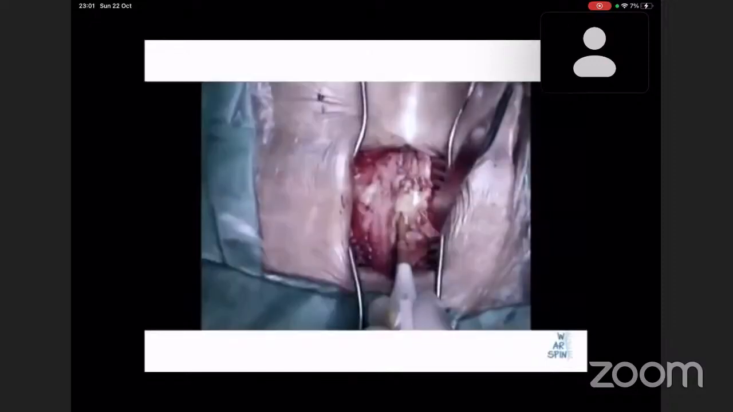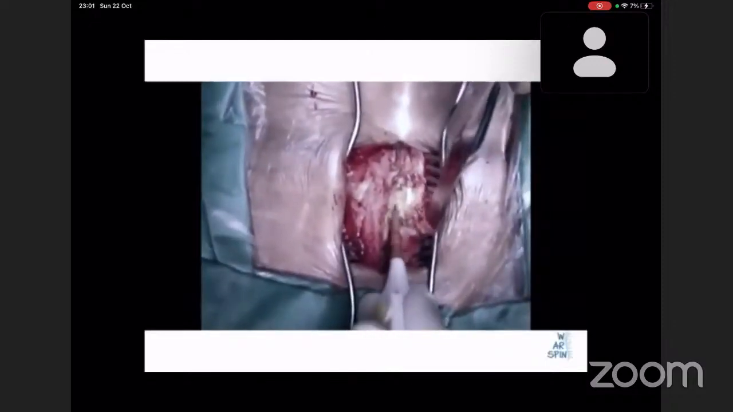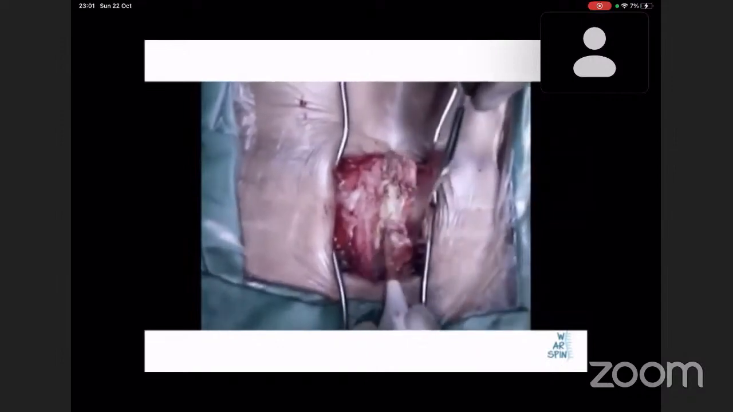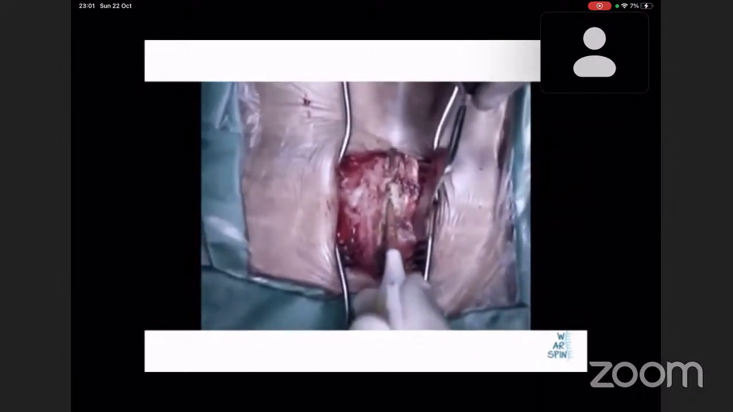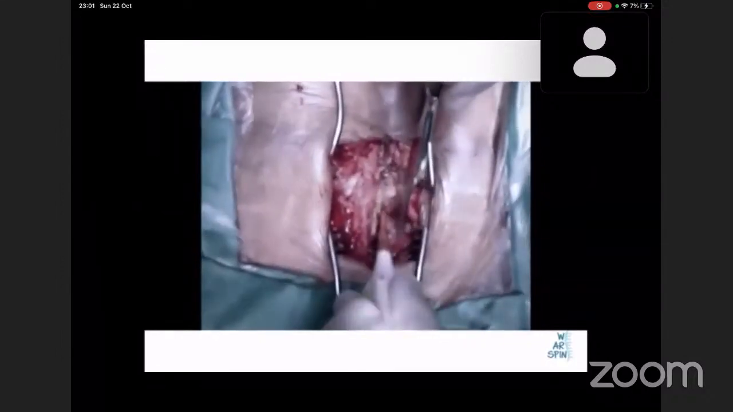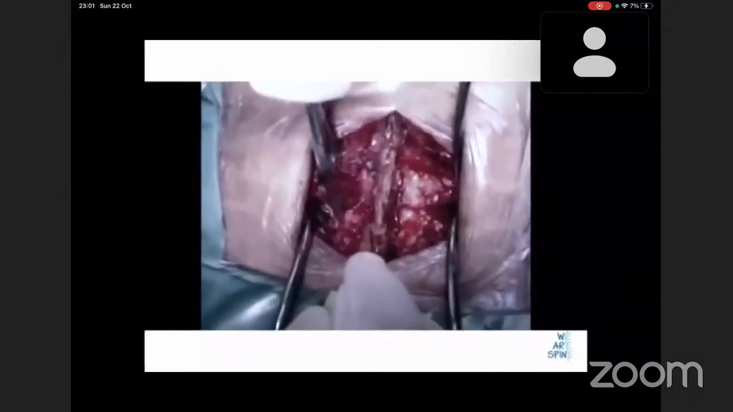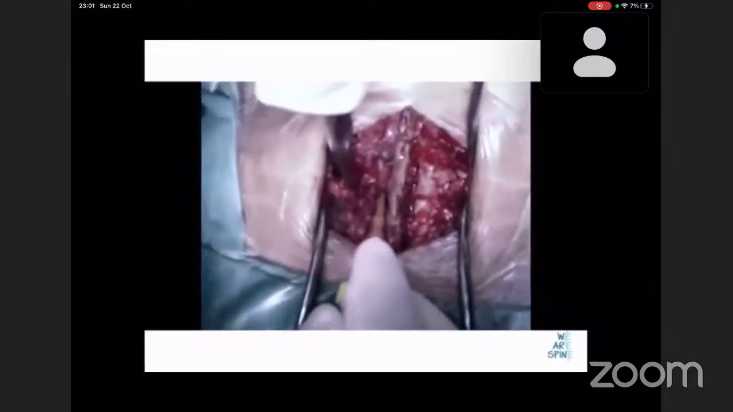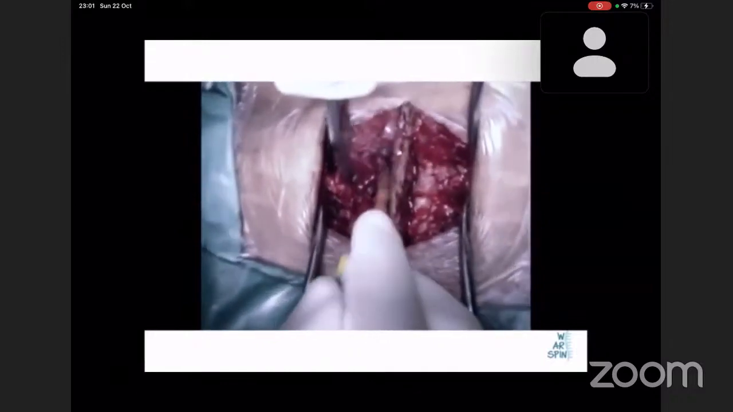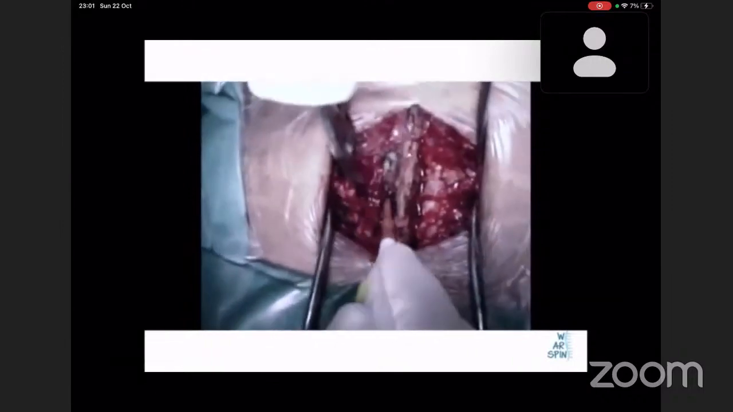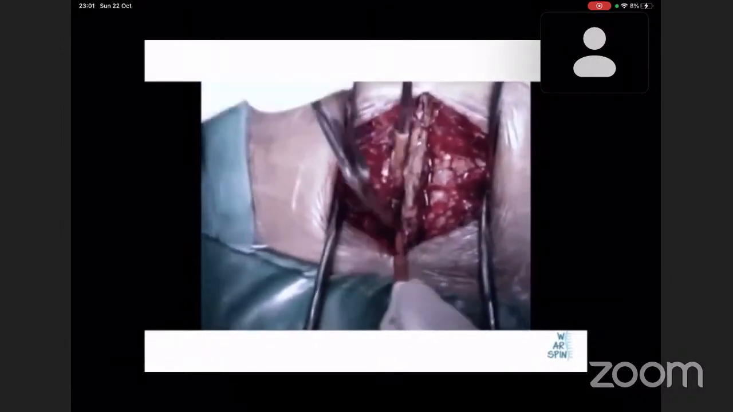So here you can see that the patient has been positioned and the incision has been taken. You see how we are using a periosteum and slowly, with the help of a cautery, separating out the muscles very close to the bone. So we are trying not to get into the intramuscular plane and cause unnecessary bleeding. The ideal amount of dissection is till you can identify the pars on either side.